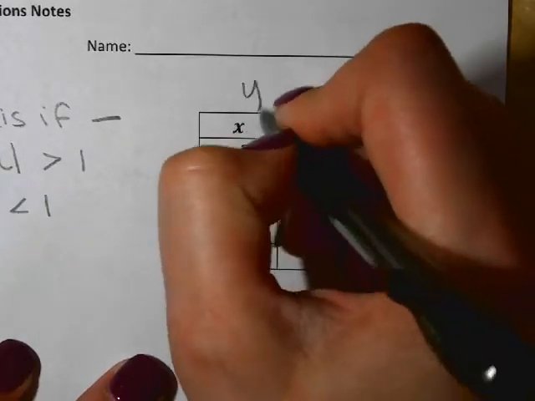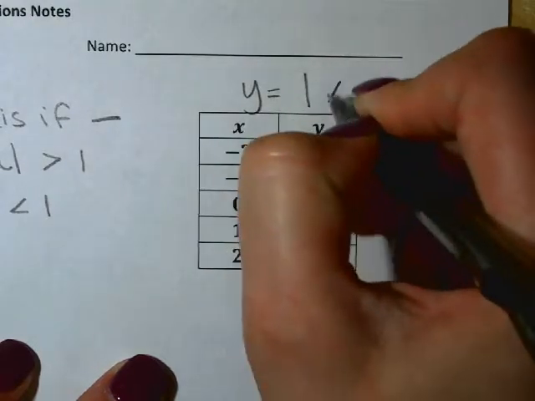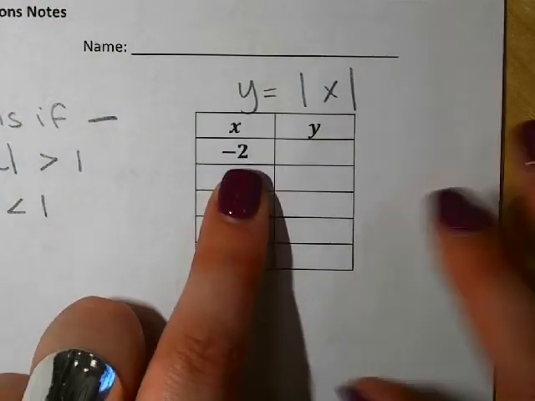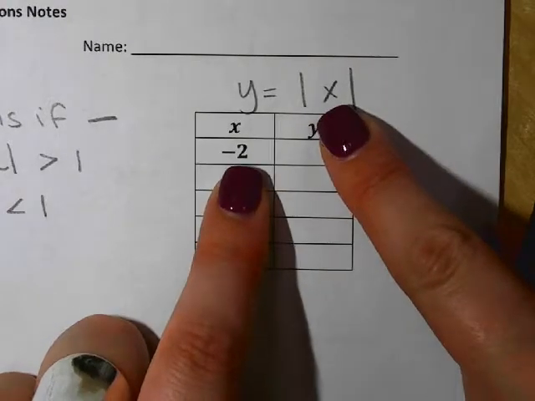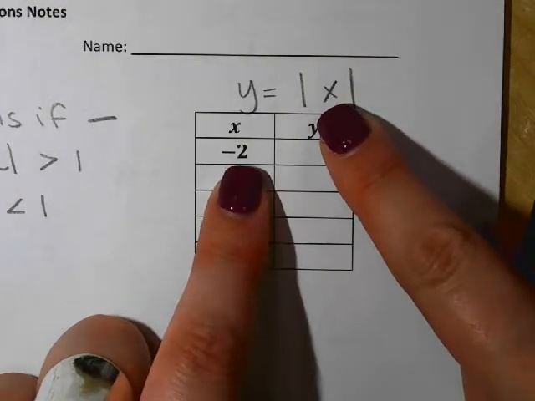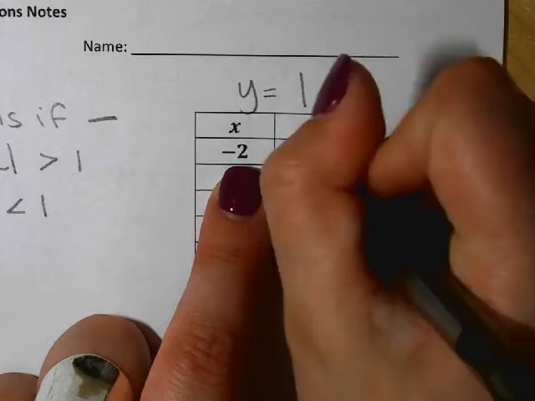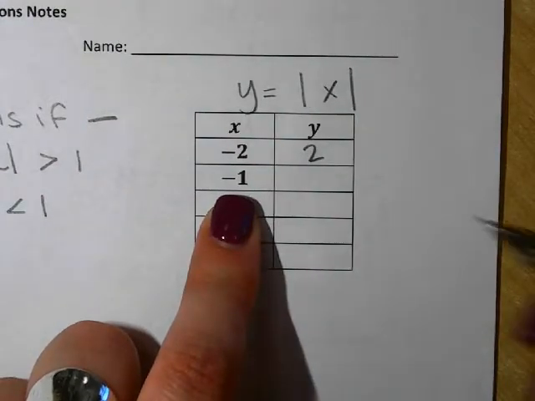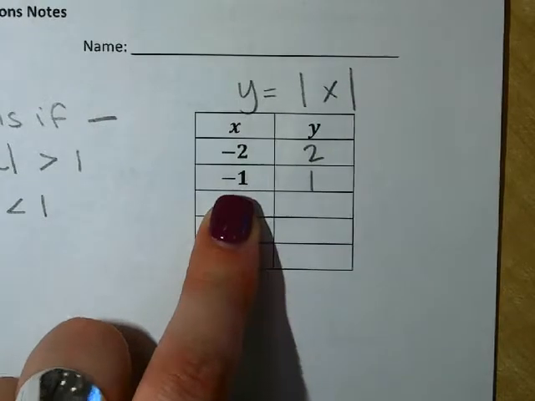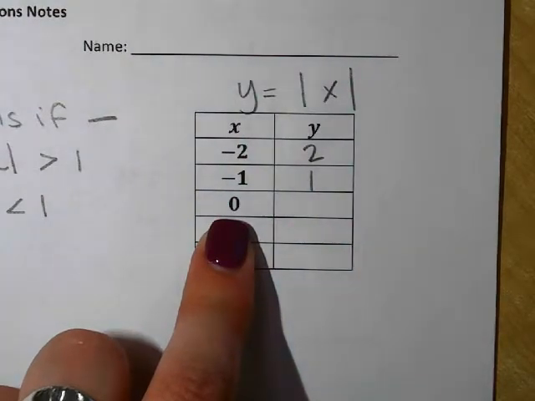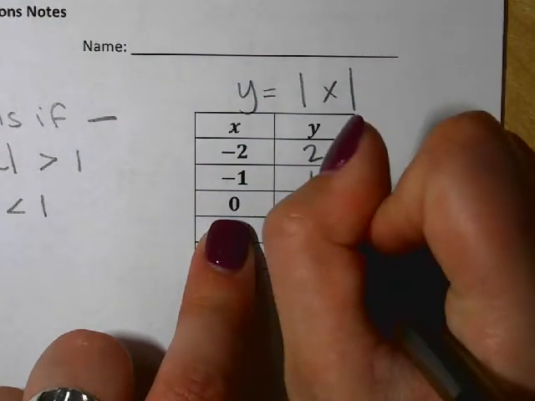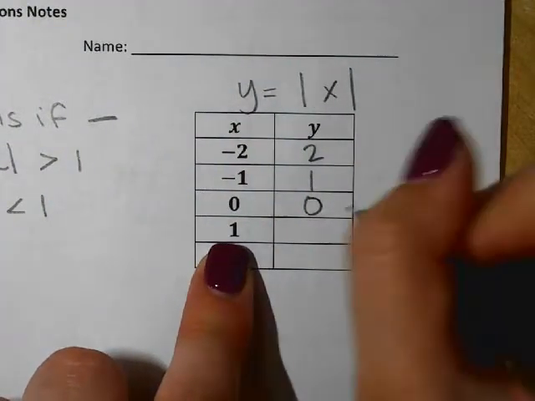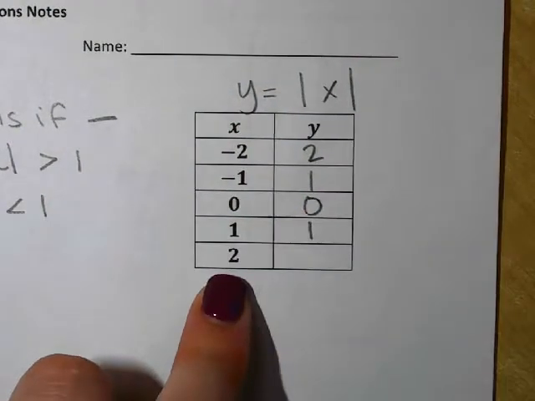So the function we're using is y equals the absolute value of x. So if I ask you for the absolute value of -2, what would you get? 2. What about the absolute value of -1? What about the absolute value of 0? 0. Absolute value of 1? Absolute value of 2?